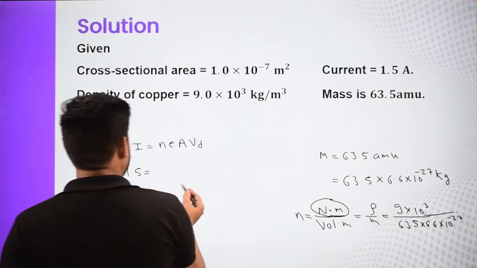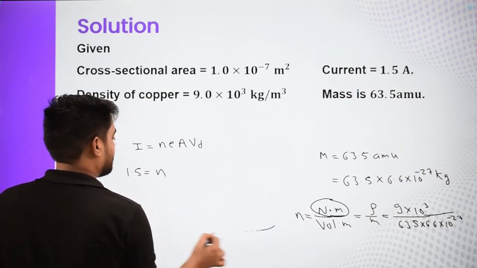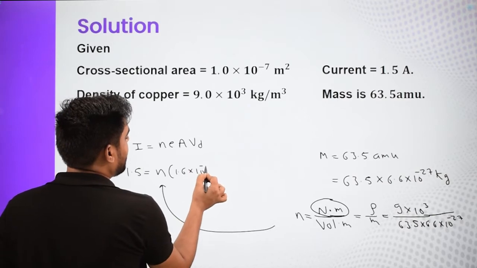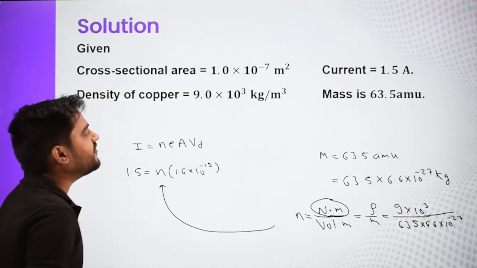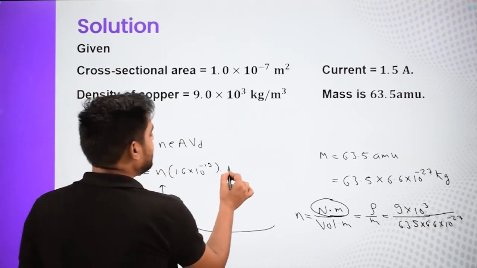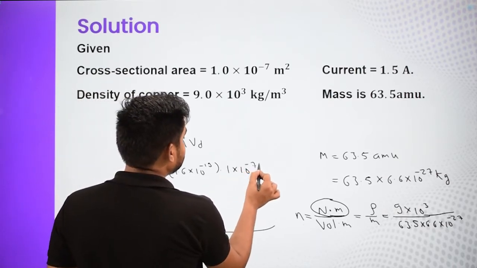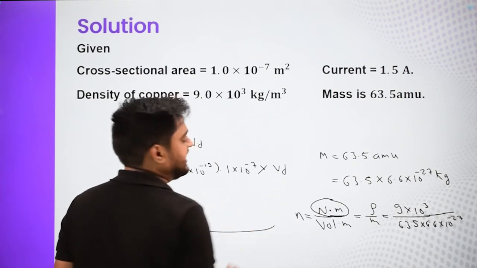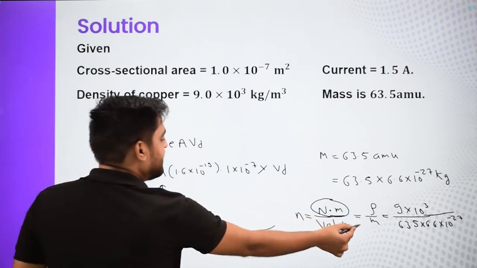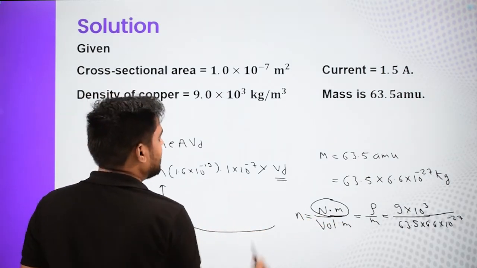So once we get the value of N from there, the charge on each electron is 1.6 into 10 raised to power minus 19 coulomb. The area of cross-section is also mentioned in the given information, that is 1 into 10 raised to power minus 7, and drift velocity is Vd. If we make Vd the subject now and solve it for Vd, then we get our answer. That solution can be done by just writing this N value over here and solving for Vd.